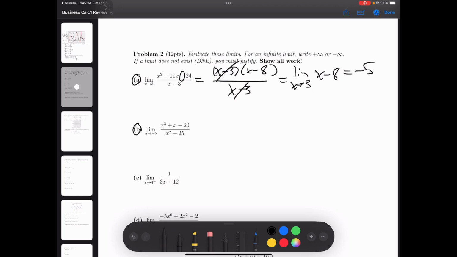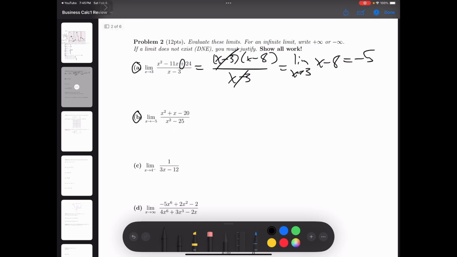For part B, we have the limit as x approaches negative 5. Well, we'll do the same thing. We'll factor the top and the bottom. Here we have a negative sign, so we need two things to subtract to equal 1, but multiply together to equal 20. So I have x plus 5, x minus 4. And on the bottom, we have x plus 5, x minus 5.